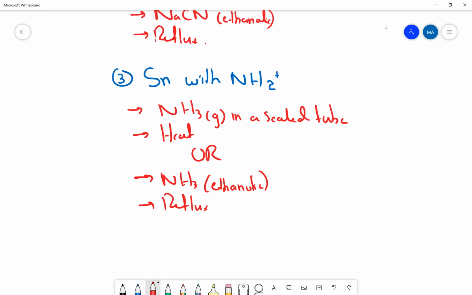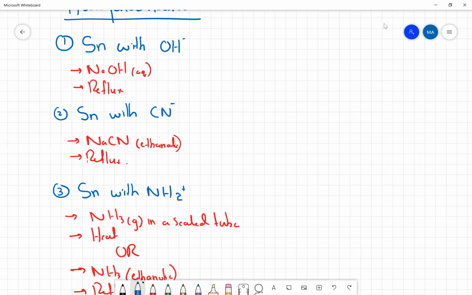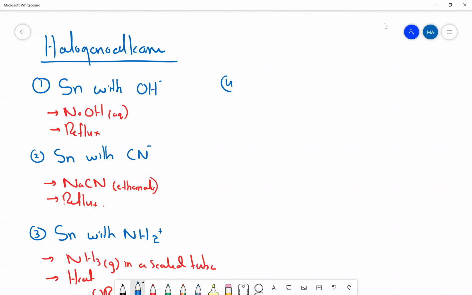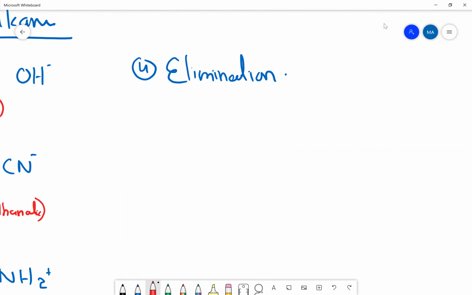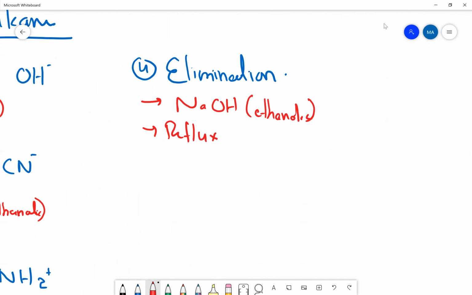All right. And yeah, so after the nucleophilic substitution reactions, there is an elimination reaction for the halogenoalkanes. Number 4. For this elimination, you will need NaOH ethanolic with reflux.